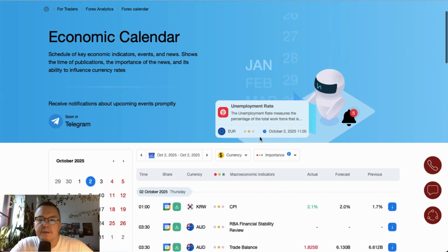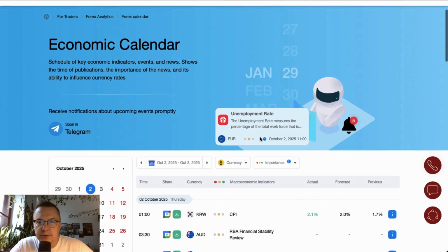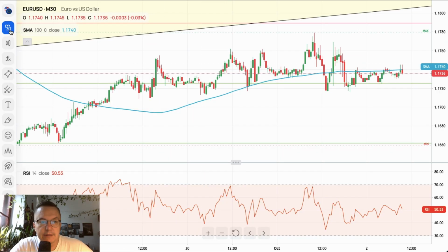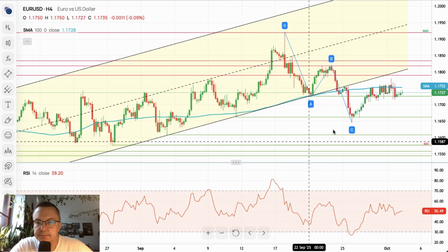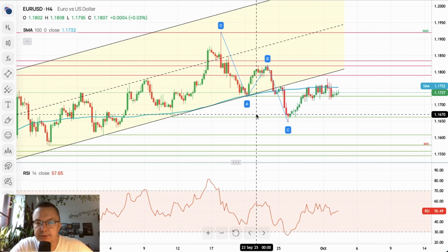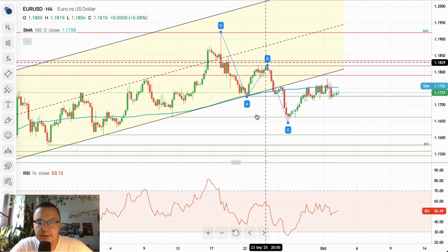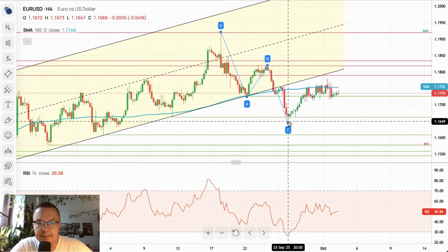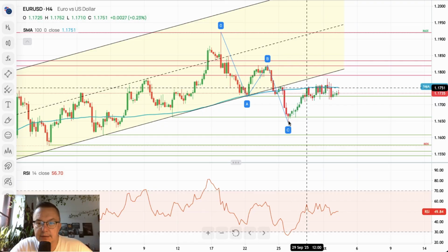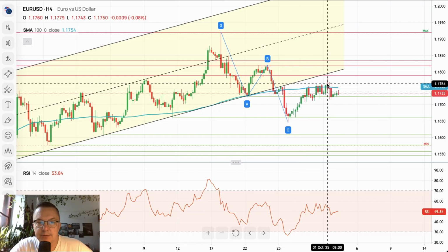So without any further ado, let's switch to the chart. We start with euro dollar. Euro dollar 4-hour time frame chart that you see here looks more and more bearish. After the ABC correction to the downside had been completed at the level of 1.1647, we got the pullback to the upside. 1.1779 was the high of this pullback.